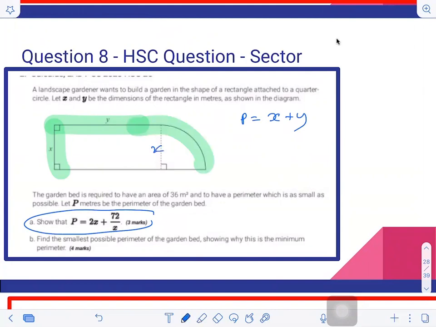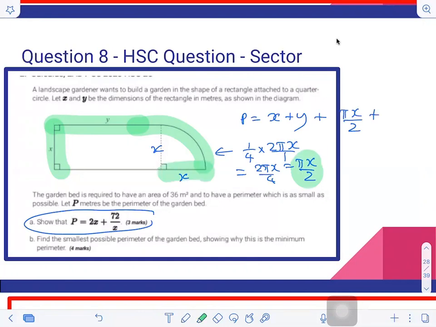So if the radius is X, the arc length would be 1/4 times 2 pi R, and R is X. So that's going to be 2 pi X on 4 or pi X on 2. Yeah, that's good. So it's going to be plus pi X on 2 plus X plus Y.